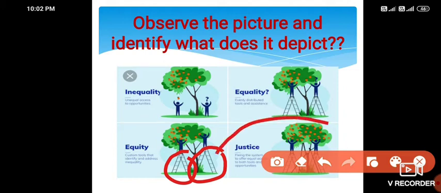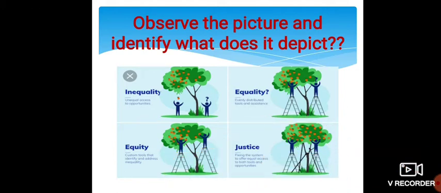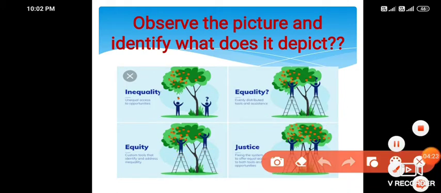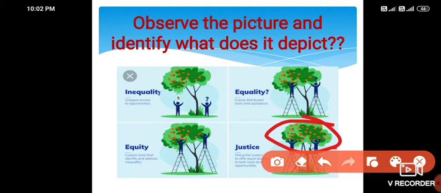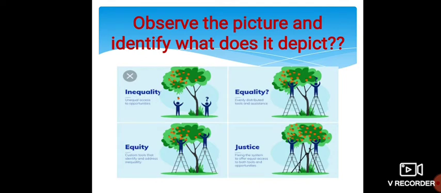And the last one, what is justice? Justice means fixing the system to offer equal access to both tools and opportunities. Coming back to justice, as you can see, they are providing equal opportunities. The top one is equal opportunities, and the down portion, the ladder, is equal tools and assistance. Both the ladders are of the same size, and both persons are getting equal opportunities. So that is justice. Now I hope you are clear with inequality, equality, equity and justice.